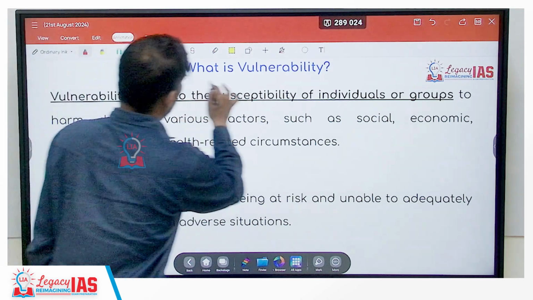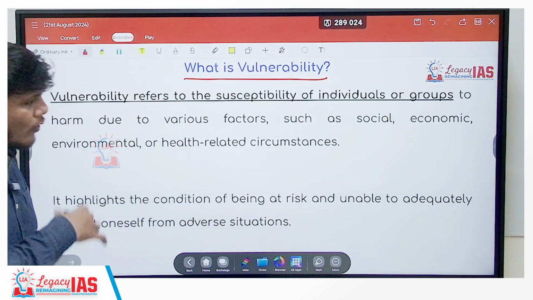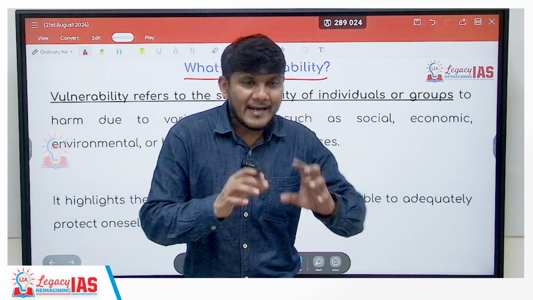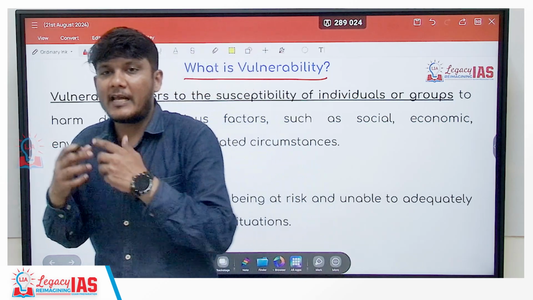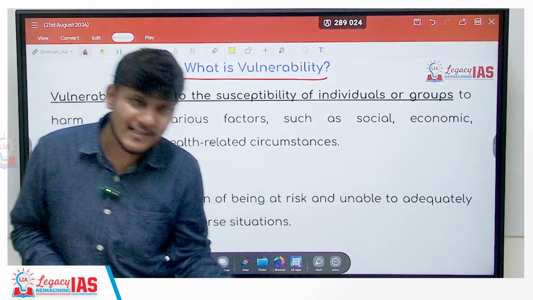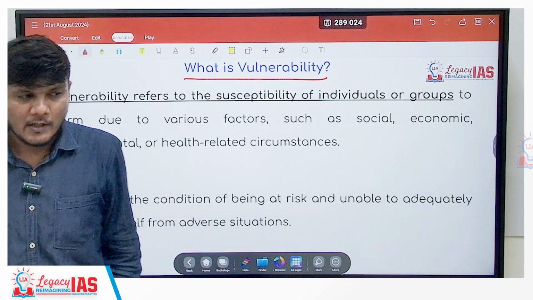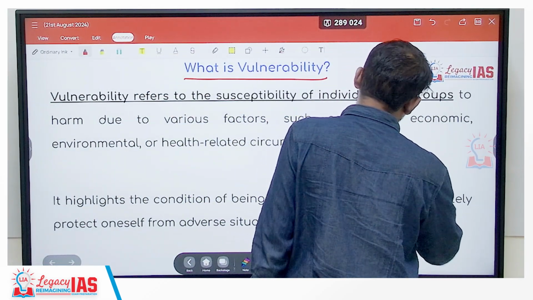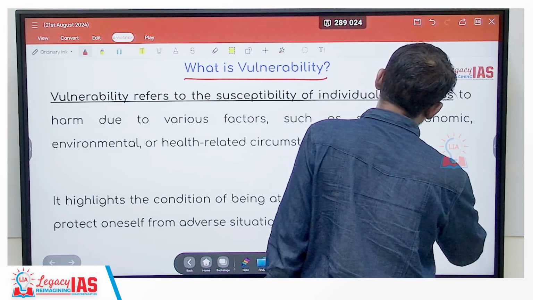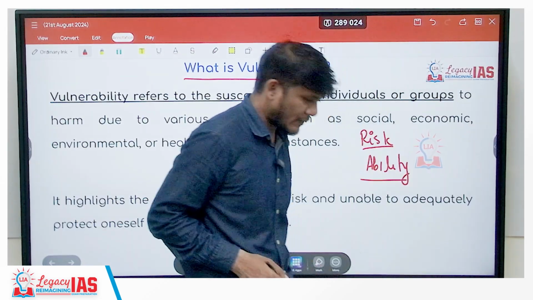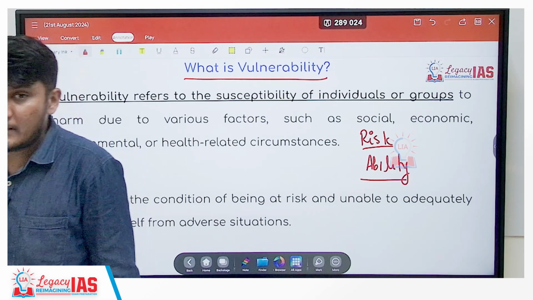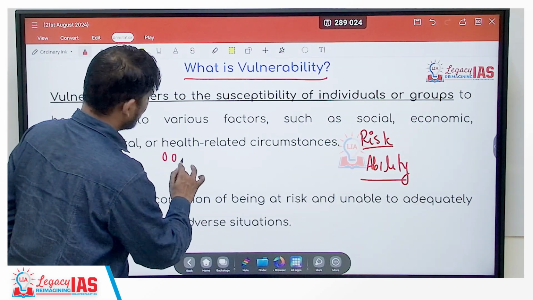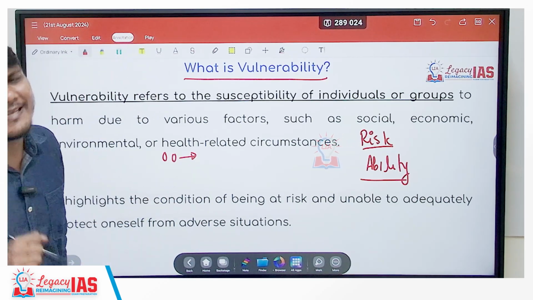So what is vulnerability? What is vulnerability? And then we will see what the Multidimensional Vulnerability Index is. Vulnerability is when there is a risk and you do not have the capacity to address the risk, then you are vulnerable. See, there are two things involved here. There is a risk and then there is the ability to mitigate the risk. So risk and ability. Zero ability and zero risk leads to no vulnerability as such.